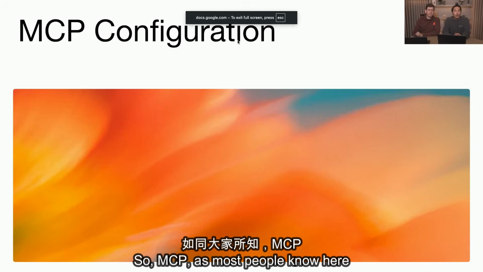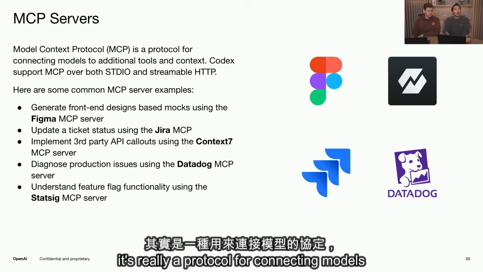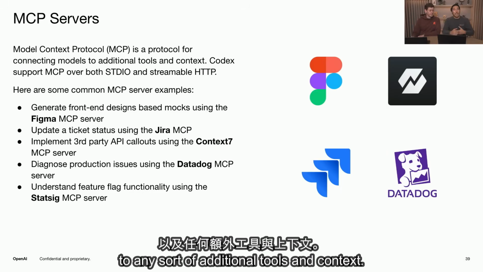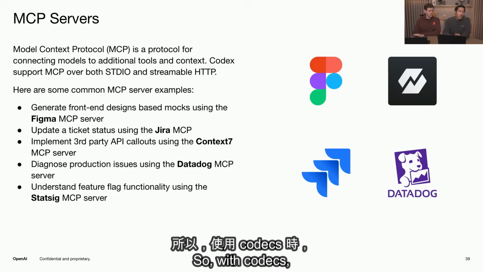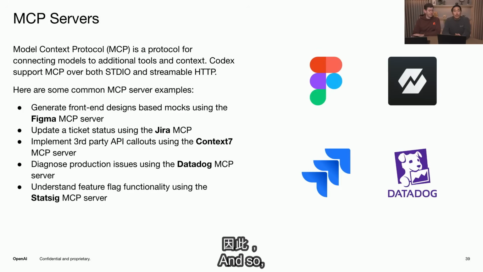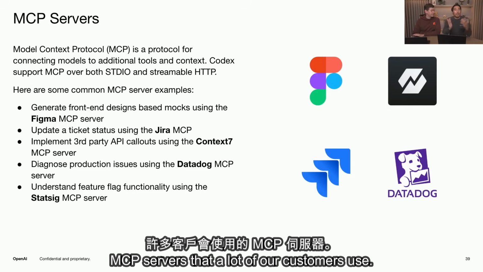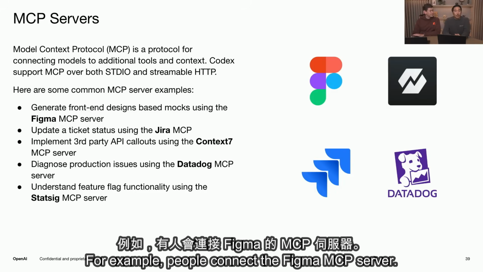So let's move on to MCP. MCP, as most people know here, is really a protocol for connecting models to any sort of additional tools and context. With Codex, we support standard I/O and also HTTP transport. And here are just a couple examples of common MCP servers that a lot of our customers use.